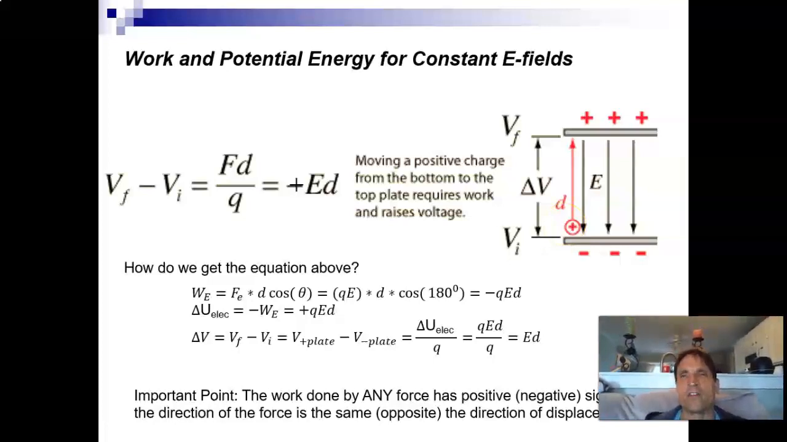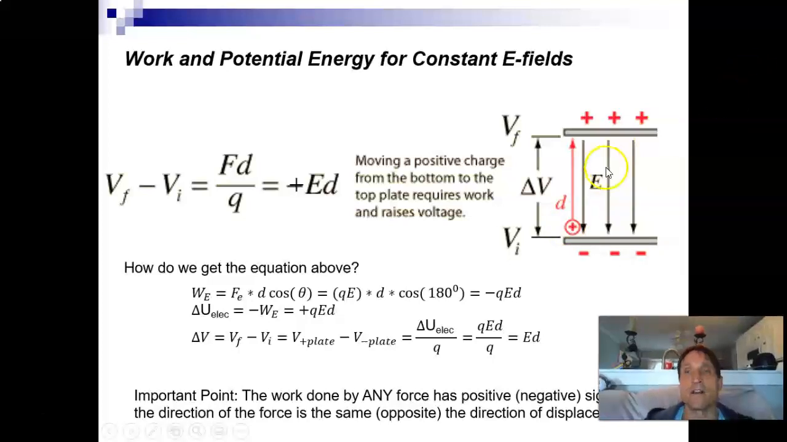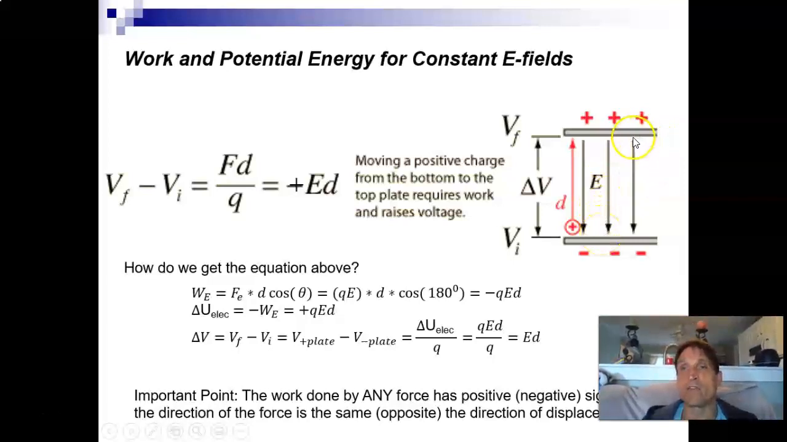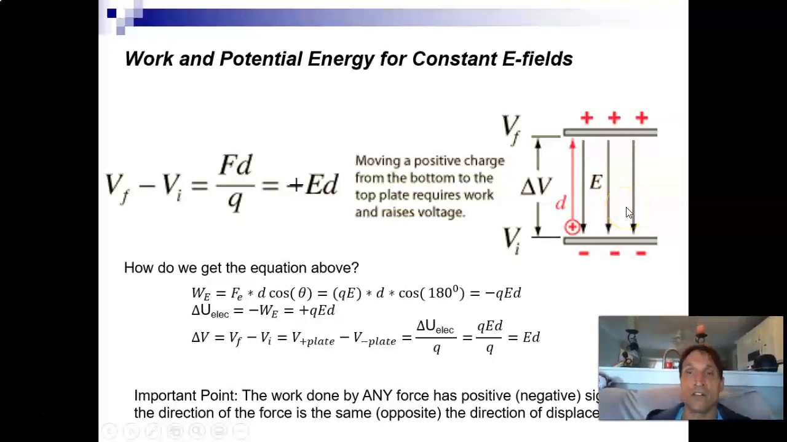And so if you notice in this case, the electric field points from positive toward negative, and that is going from more positive potential to less positive or more negative. So in other words, the electric field points downhill in terms of potential, from higher potential toward lower potential.